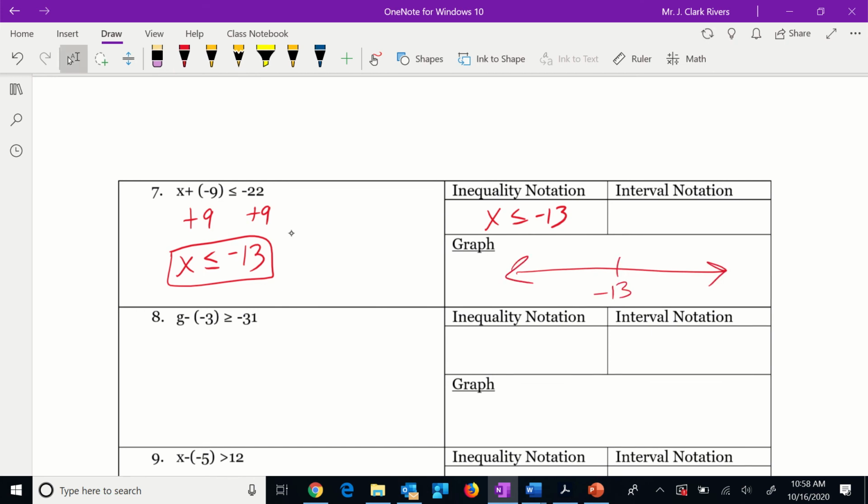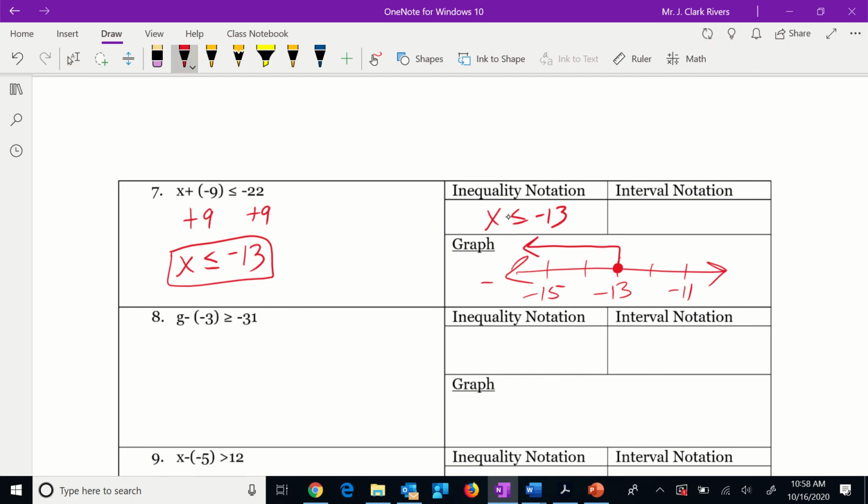Negative 13, negative 12, negative 11, negative 14, negative 15. Everything centers around negative 13. Open or closed circle? It's a closed circle because x is less than or equal to, there's a key word. Less than, meaning we're going to shade to the left. Less than or equal to is going to be shading to the left like this.